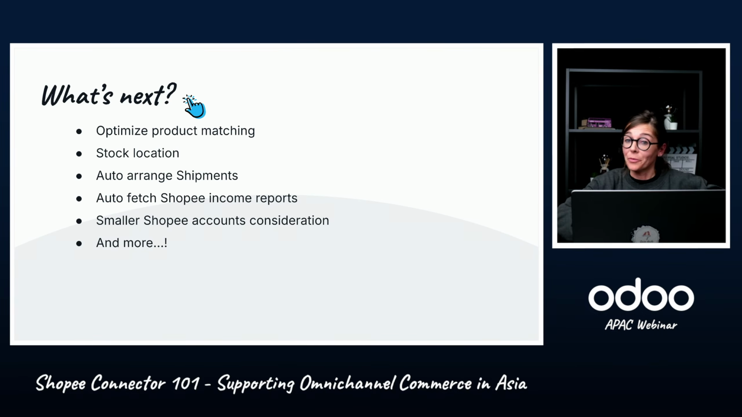Like I said, your feedback matters, but we already have a few ideas on what to put next onto this Shopee connector. As you could see, the product matching is not yet a seamless integration. You still have to identify SKUs in your Shopee, identify SKU numbers in your Odoo, and proceed to do the matching. The direction we would like to take is to have a seamless integration. That's the first thing. The stock location, that's also something we would like to provide better, because right now there is only one stock.